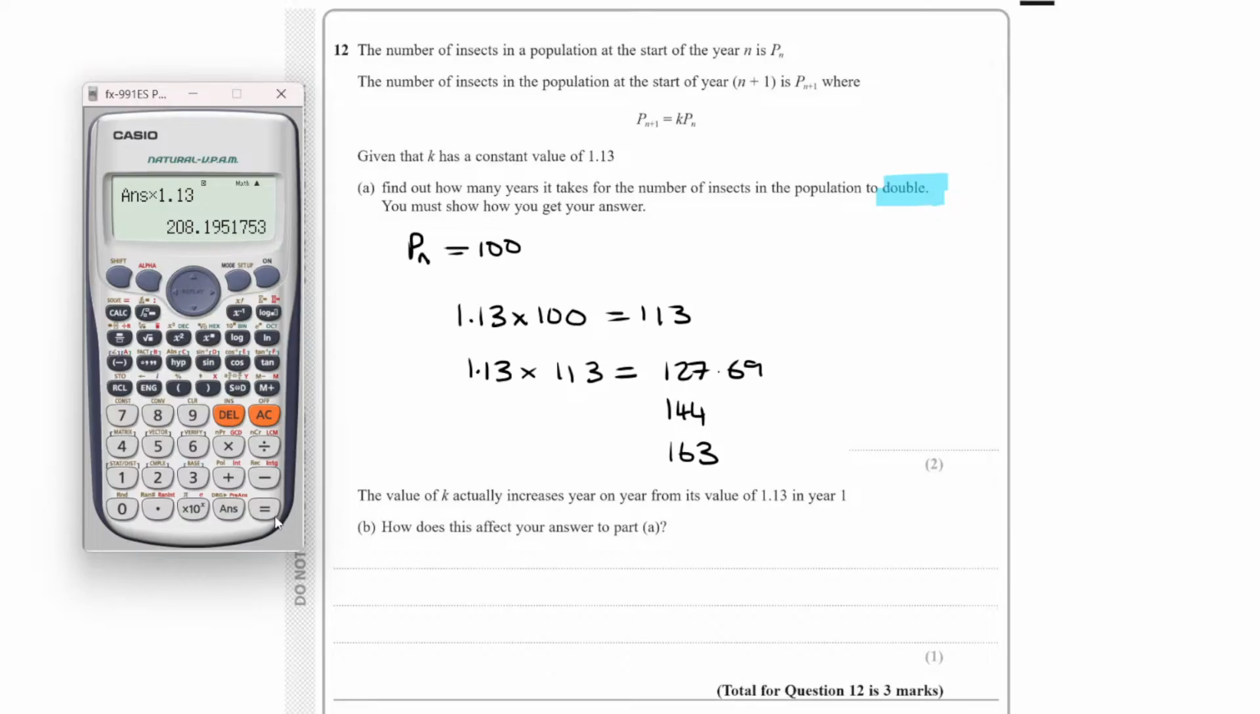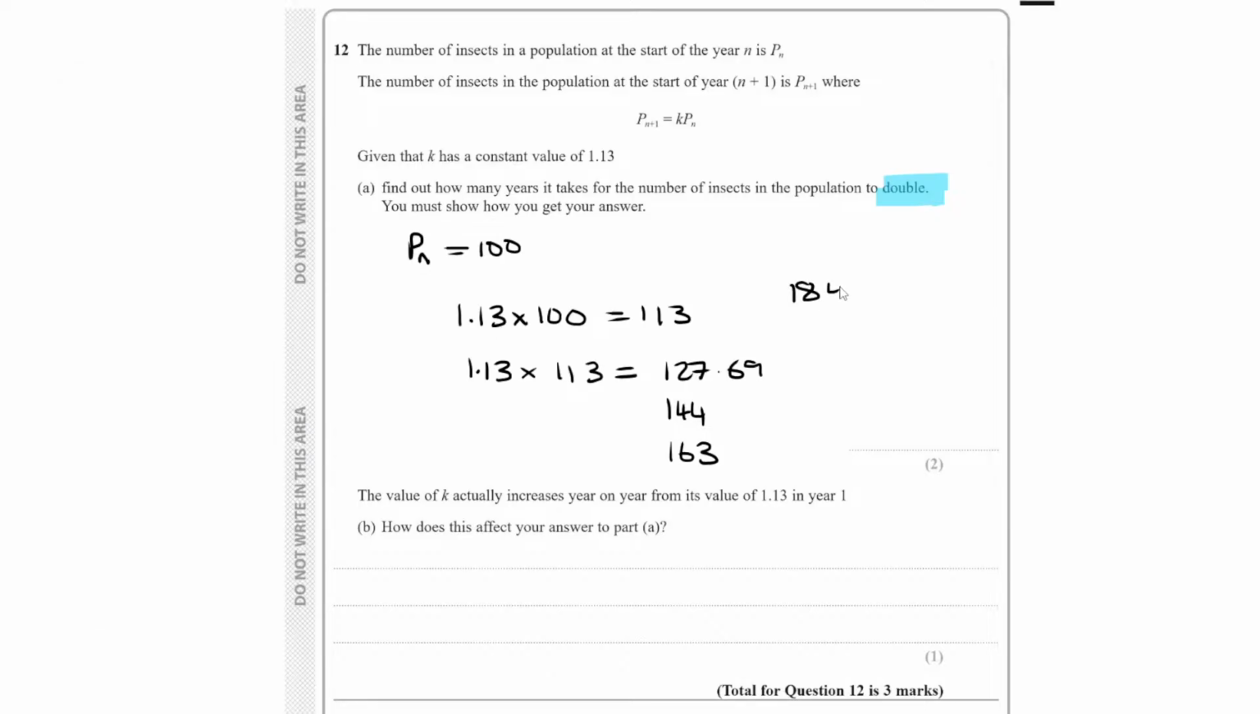Something like that. 184. And then it goes to 208. And then see how that's 1, 2, 3, 4, 5, 6 years. Yeah, so it's 6 years.